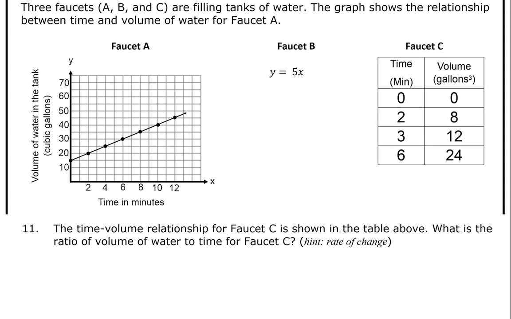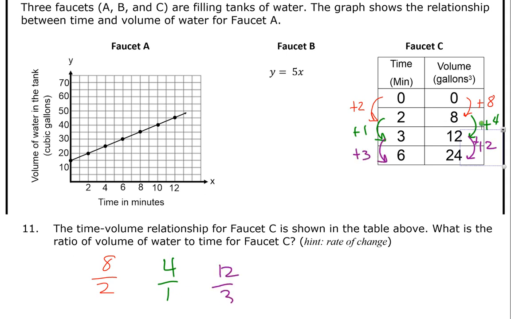All right, how about faucet C? Faucet C is shown in a table. When you find the rate of change in a table, you find the pattern of the y value and put that over the pattern of the x value. So it looks like I have 8 over 2. Now what about this one? It looks like 4 over 1. And what about this third one? Wow, these are all different. It looks like 12 over 3.